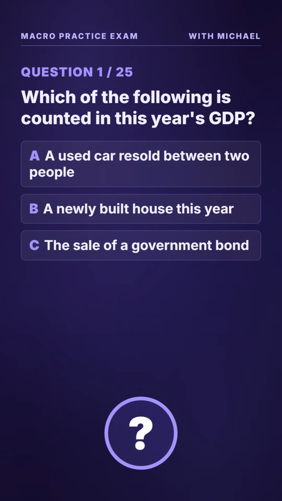Question 1. Which of the following is counted in this year's GDP? A. A used car resold between two people. B. A newly built house this year. C. The sale of a government bond.